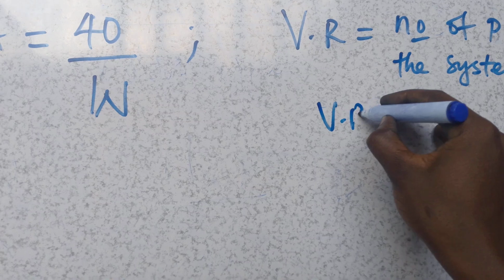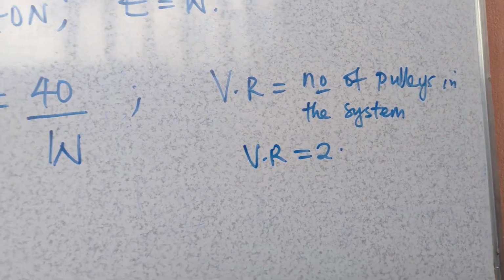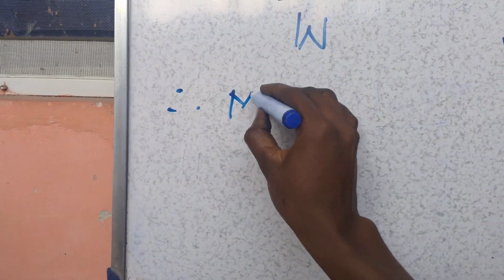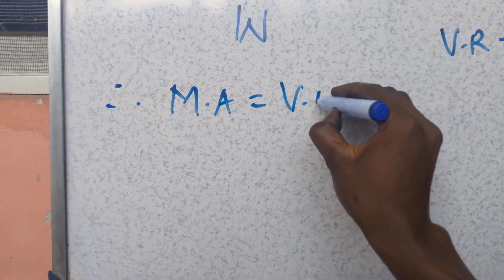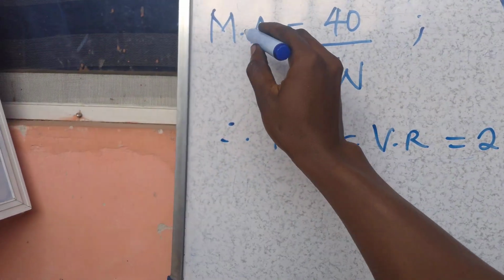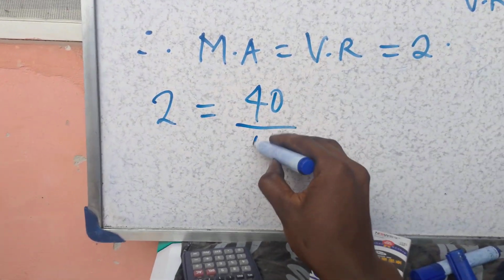So it means that my velocity ratio is equal to 2. Velocity ratio is equivalent to the number of pulleys in the system. So I'll come back again. That implies that my mechanical advantage equals the velocity ratio, which is 2. Okay, so I put it back into this equation: 2 is equal to 40 divided by W.